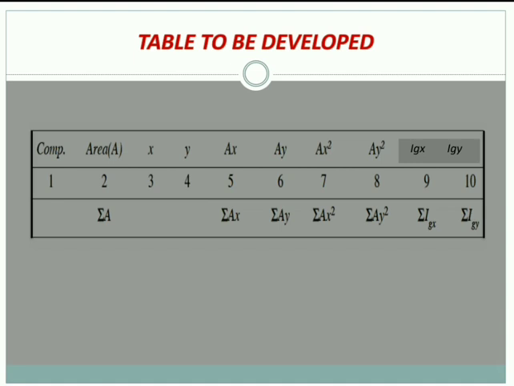So this is the table which we will have to generate. Up to A x and A y we have done in centroid. The next things which come in are A x square, A y square, and the last two columns become very important. As we go through one or two examples, things will become more and more easy for you all.